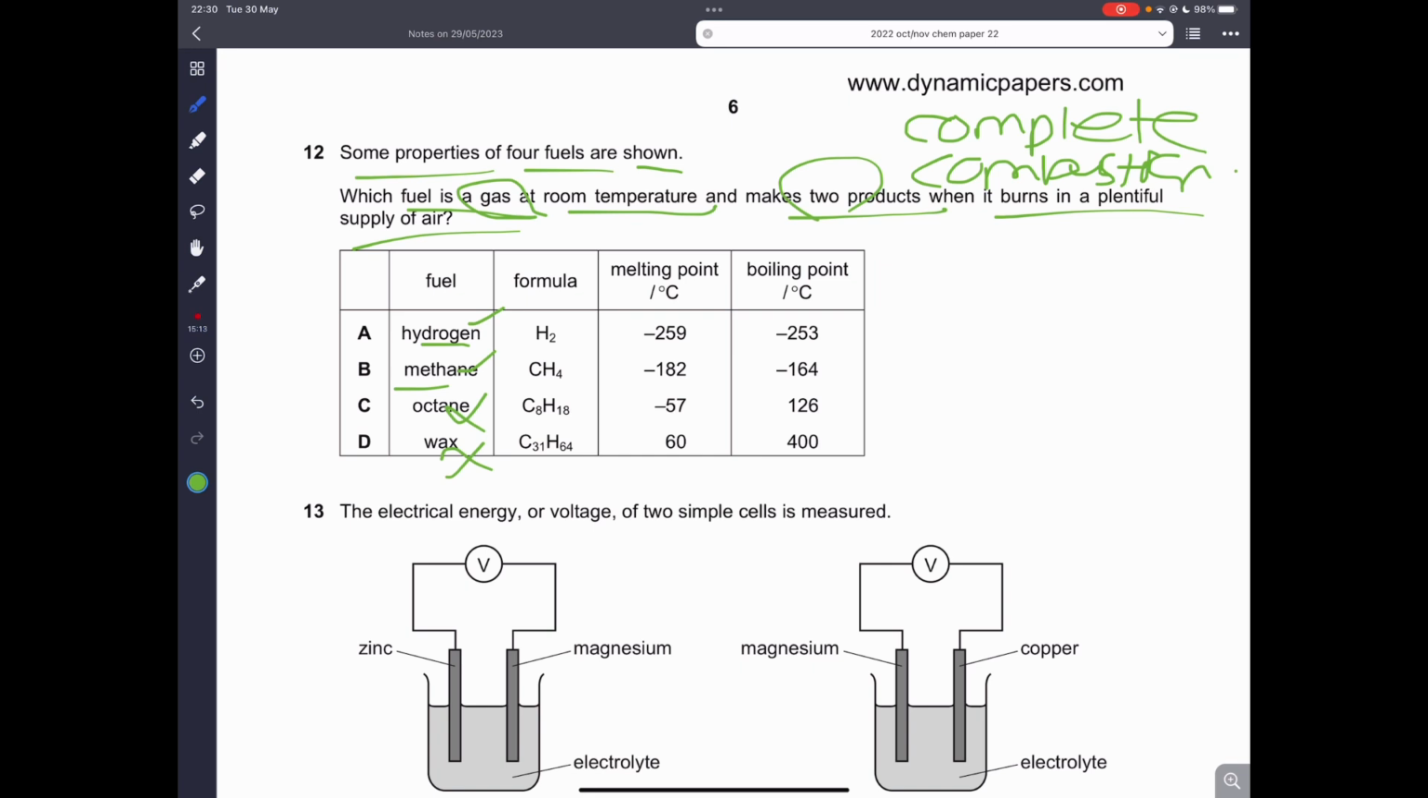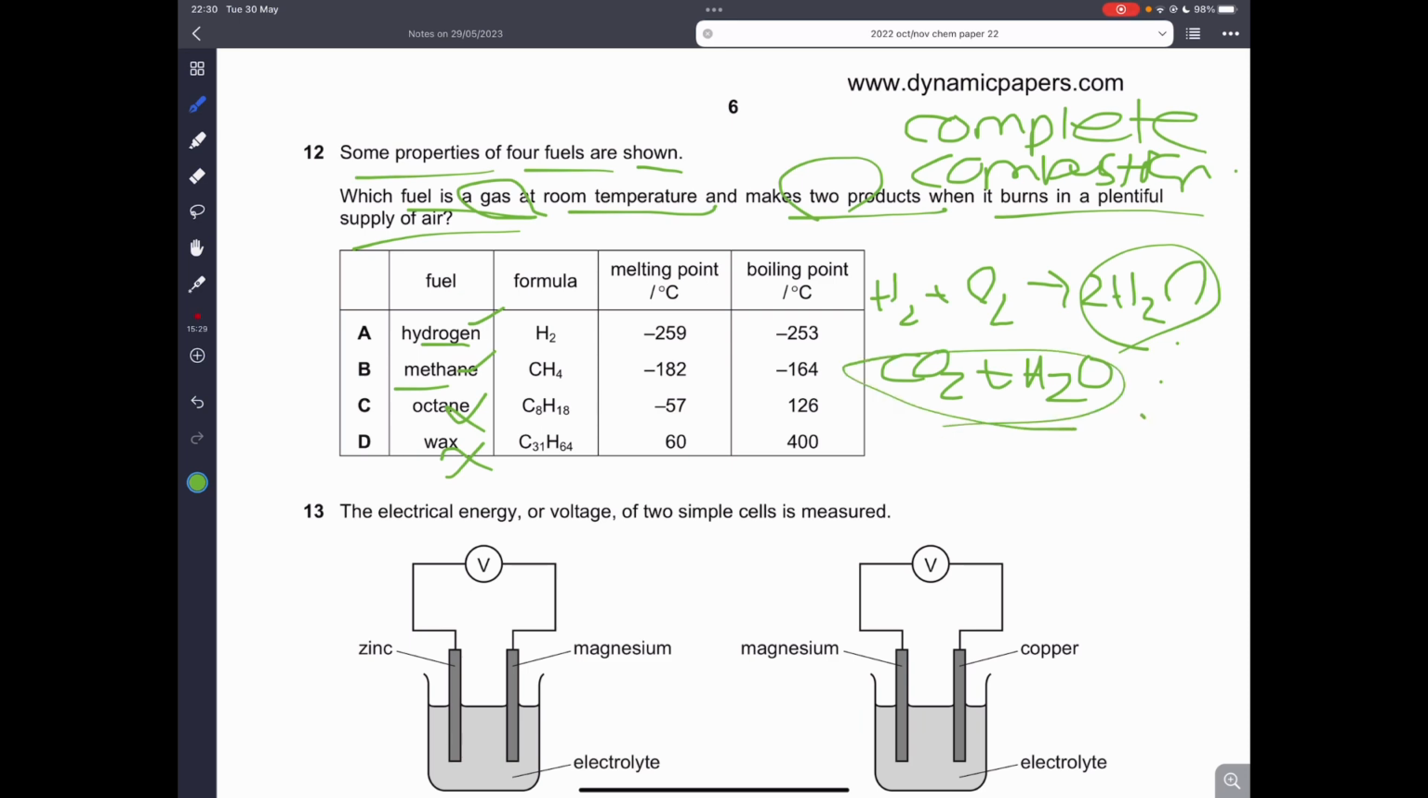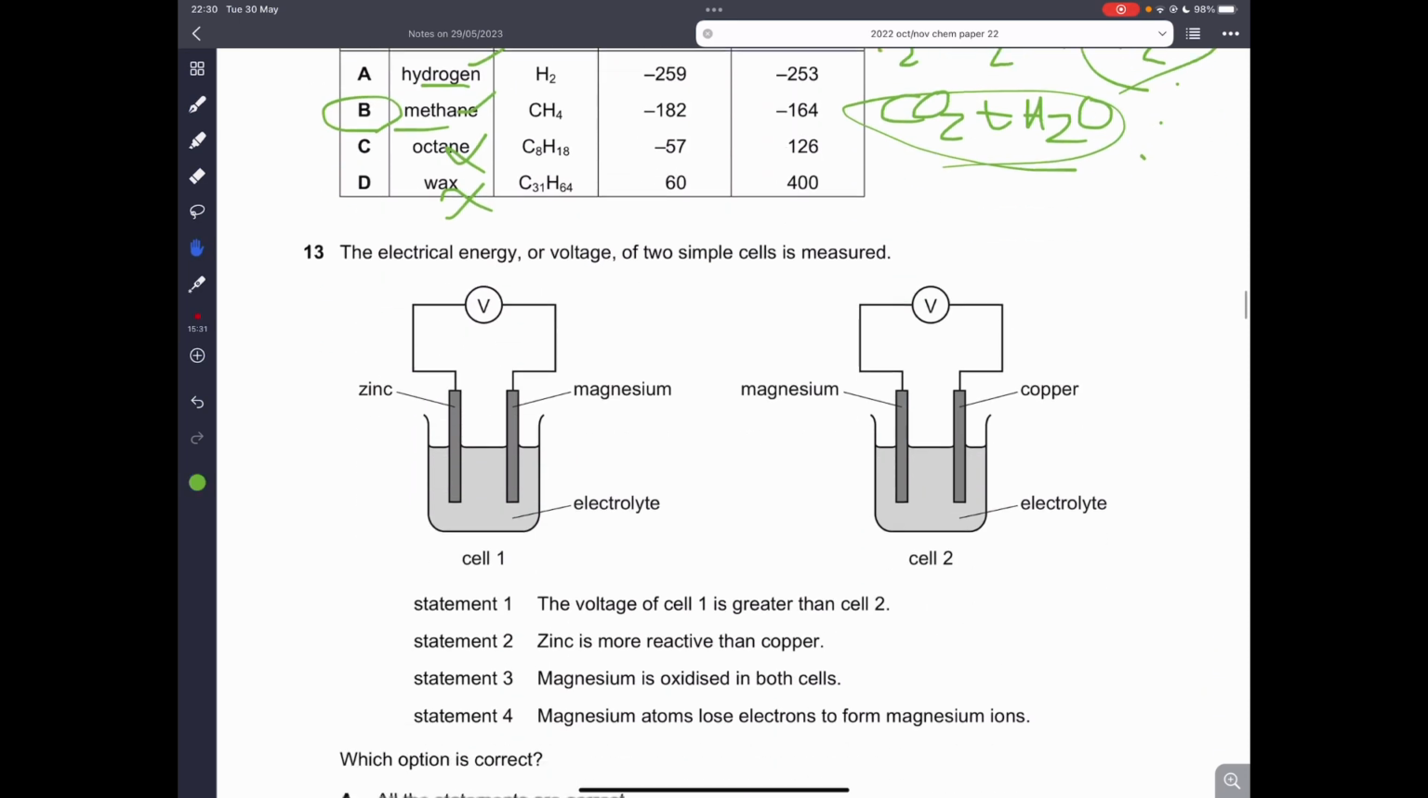And which one makes two products? Well, when hydrogen is burnt, it only produces water, and therefore it is only one product. But when methane is burned, it is going to produce carbon dioxide and water, and therefore it produces two products. So B is the correct answer.